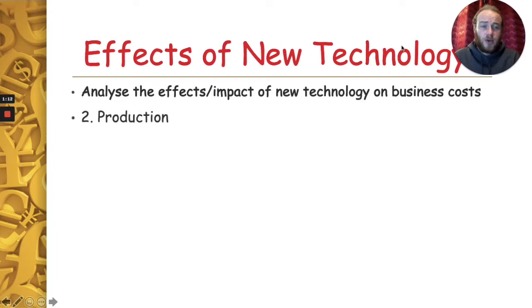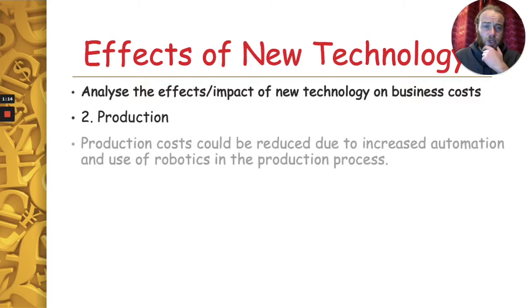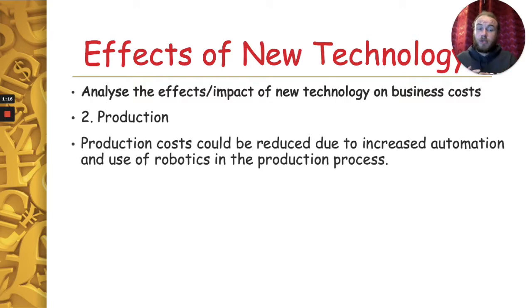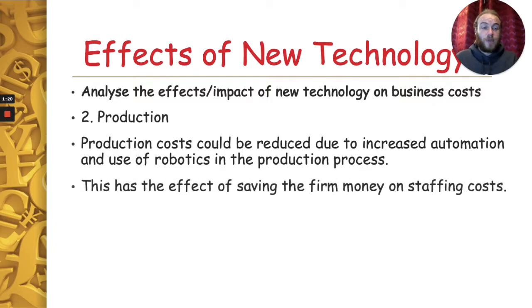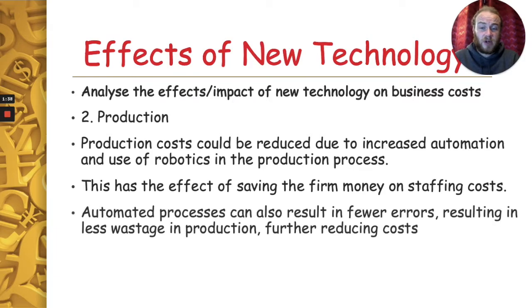Another thing to look at is production. Production costs could be reduced due to increased automation and the use of robotics in the production process. In the first instance, we looked at buying the technology, which costs the business money. In this case, when we're making our goods and services, technology could actually reduce our costs, the opposite. If we have more automation and robotics, we require less staff, so you're spending less on staffing costs. It can also result in fewer errors, resulting in less wastage in production, further reducing costs for the business.